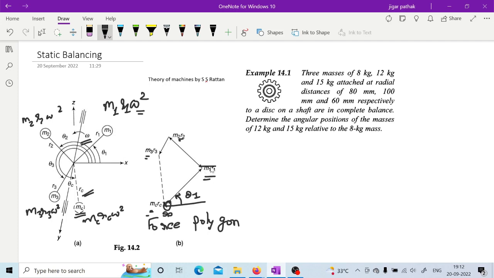So m1 r1, then the theta 2 angle is given, so from positive x direction you will take angle theta 2 and you will draw this m2 r2. You will definitely choose a suitable scale in order to draw this, right? Actually drawing this kind of polygon is not new for you.